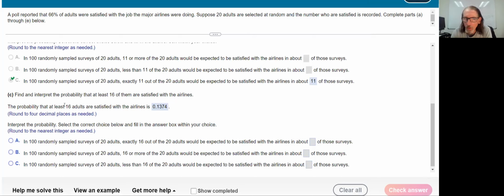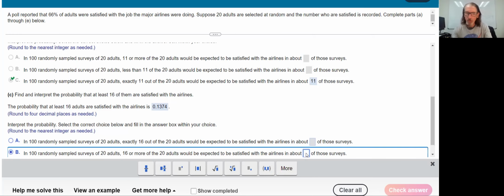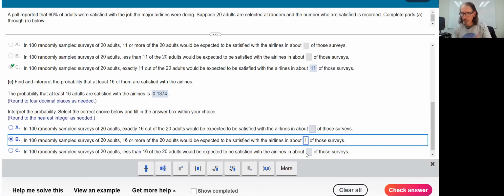So if, again, we're to do the simple random samples of 20 adults, but we do that 100 times, 16 or more would be expected to be satisfied in about how many of the surveys? Multiply the 0.1374 by 100, 13.74, round that up because you're not going to have a portion of a survey. So about 14 of the surveys.